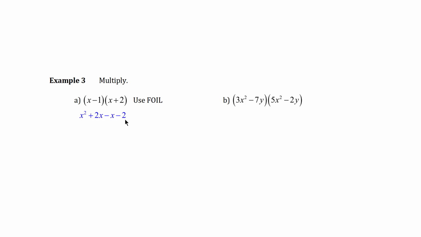From here, we go ahead and combine like terms. We have 2x minus x is just x. And then we bring down the x squared and the minus 2. So our final answer is x squared plus x minus 2.